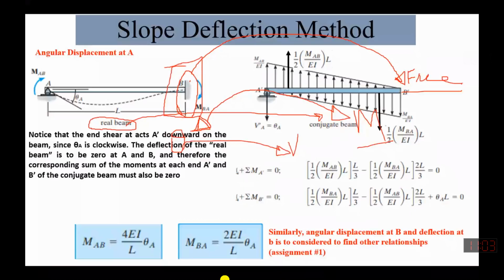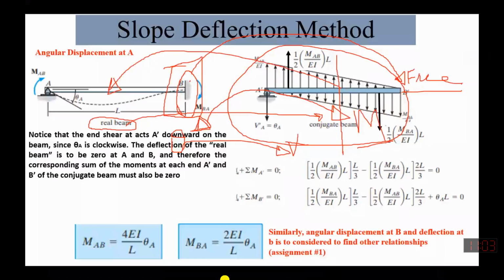It means if I can draw a conjugate beam with the loading, and I can take sum of moment at any point, that is the corresponding deflection in the real beam. So this is the concept, very simple actually. So you draw a conjugate beam.